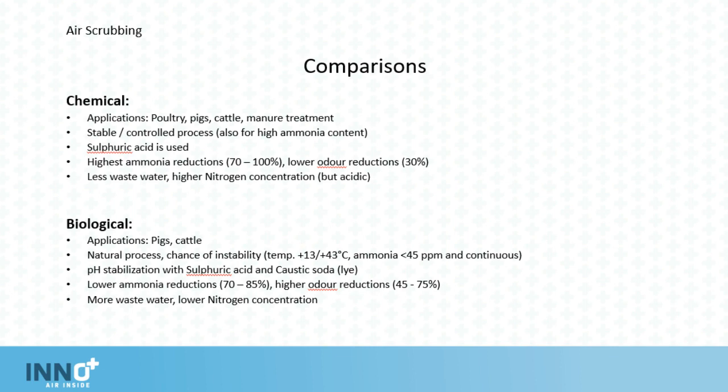What we use is pH stabilization, sulfuric acid and caustic soda, to push the bacteria a little bit to remain stable. We have lower ammonia reductions, 70 up to 85%, but on the other hand, higher odor reductions, 45 to 75%. And what we have is more wastewater with a lower nitrogen content. So wastewater from biological systems is about 8 to 10 times as much as from chemical systems. For poultry, the biological is not really viable, as I said, but there is a preference for biological systems, mostly because of the odor reduction and also because it sounds friendlier, of course.